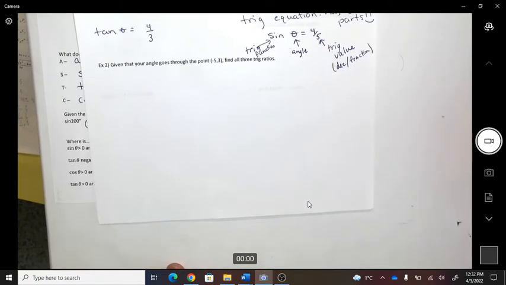Number 2, where are you going to draw this? Tell me which quadrant it will go into.